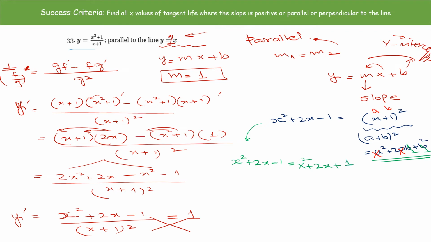Now bring all the x's on one side. All x squares on one side. It means we will get the x square here. So x square minus x square cancel out. We bring the 2x over here. So 2x minus 2x also cancel out. So you will get minus 1 not equal to 1. So that means that there is a contradiction in this statement.